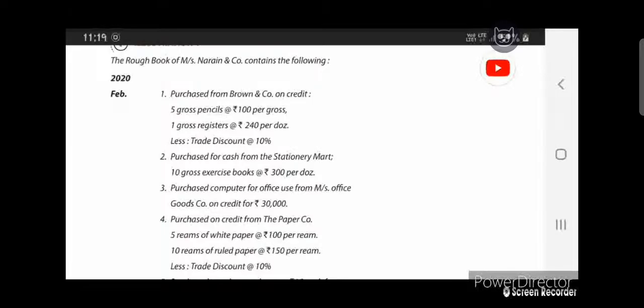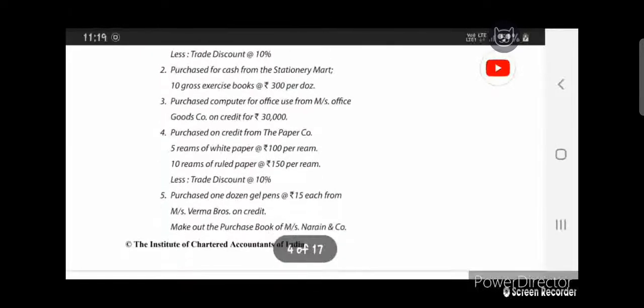The second purchase they have done is a purchase for cash from the stationery mart. From the nearby stationery mart, they have purchased goods for cash. They have purchased 10 gross exercise books at 300 per dozen. Per dozen, 300 rupees is the money for that book.